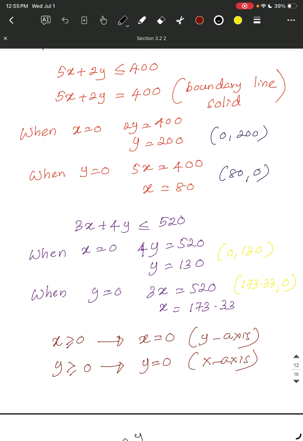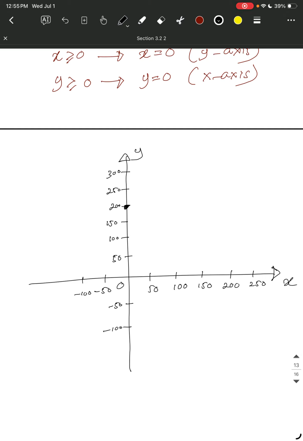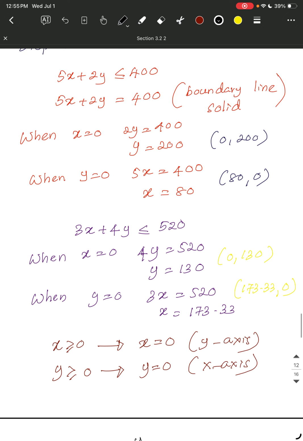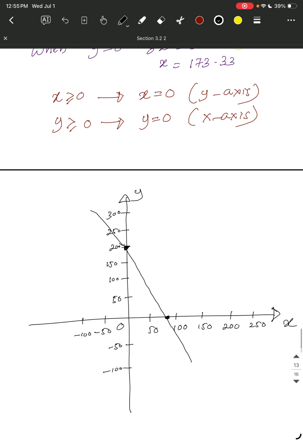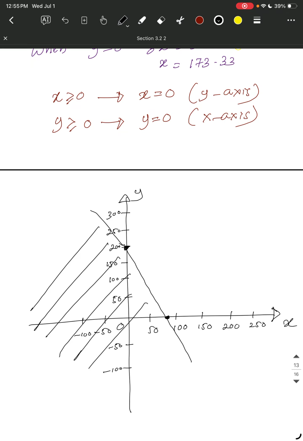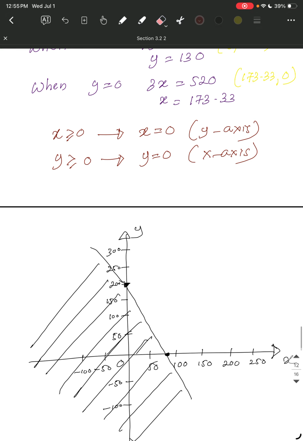So it passes through the points 0, 200 and 80, 0. A solid line, right? And the solution region for the first constraint would include 0, 0, because when we plug in 0, it should be less than 400. So below the line, right? Okay.